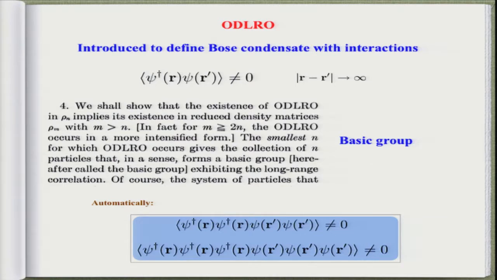Okay? So then he says the smallest n for which the off-diagonal long-range order occurs gives the connection of m particles that in a sense form a basic group. Okay? So he introduces the concept of basic group, that is the smallest group density matrix which has off-diagonal long-range order. Once you have long-range order in n, then you will automatically have that in the higher order. Okay, now let me ask a question.